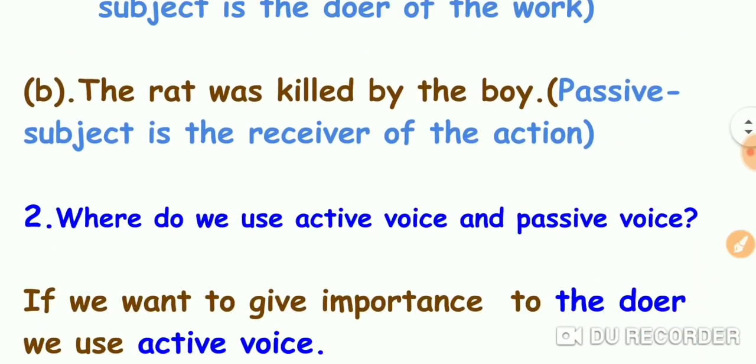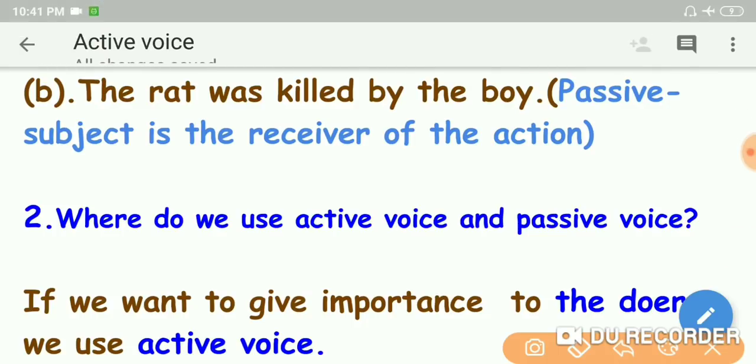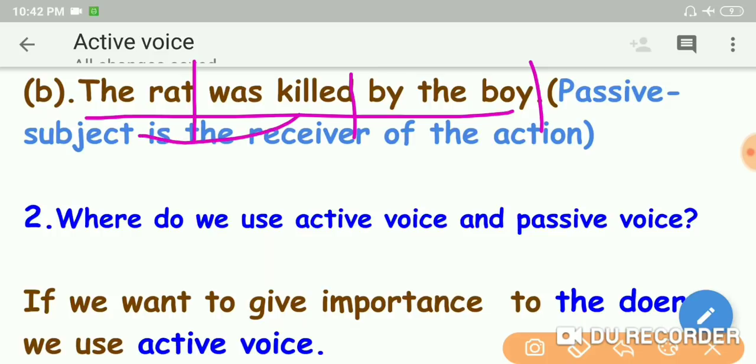Like this, in the second sentence, the rat was killed by the boy. Here rat is the subject, was killed is the verb, boy is the object. Here the rat is the receiver of the action. From whom? From the boy. So when the subject receives the action, then that sentence we can call a passive sentence.